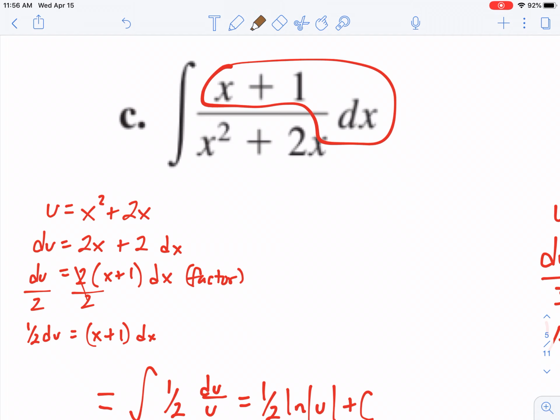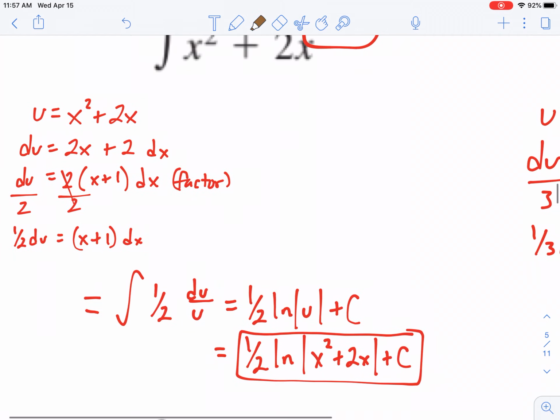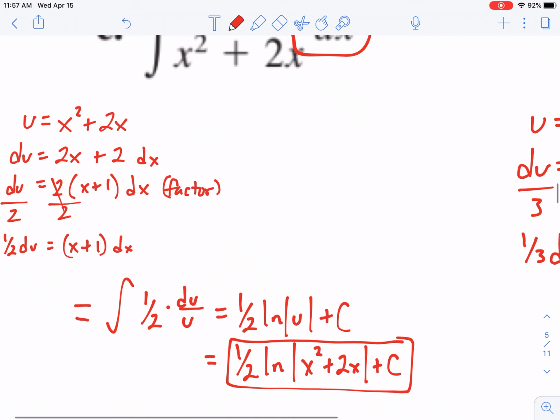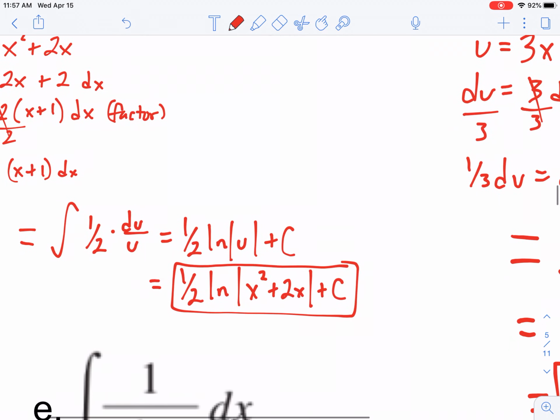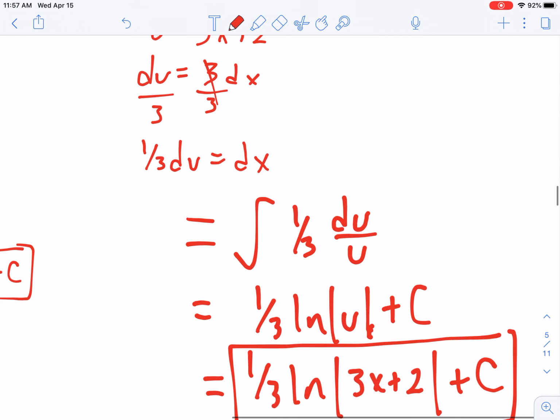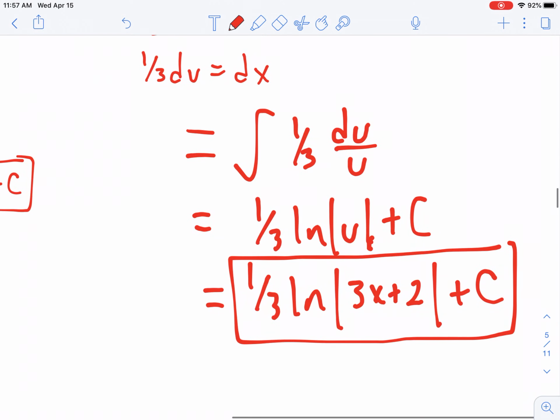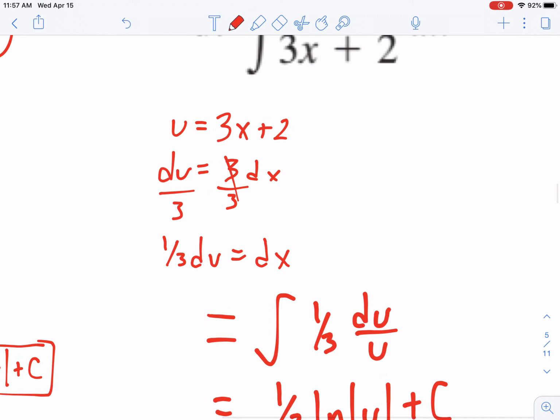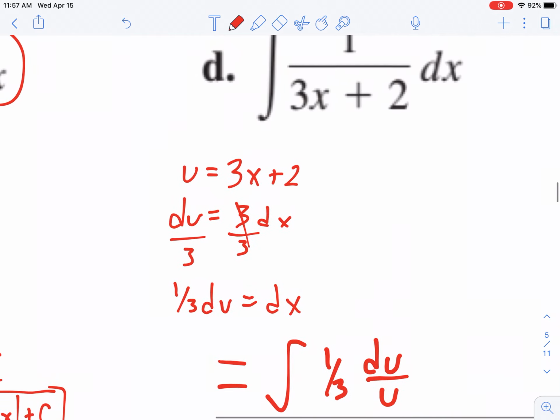And then you get 1/2 du equals x plus 1 dx, so that integral turns into 1/2 du over u, which is really just, when you do the integral of du over u, it's just natural log u. That 1/2 is a constant multiple in front, and then you plug back in your u, and you get your final answer. Same thing over here. You have to divide by 3. After you find your u and your du, you have to divide by 3 to get it consistent with what's in the integral.